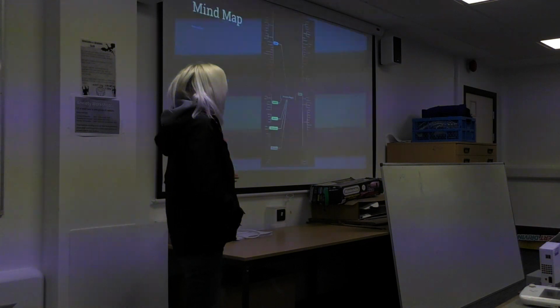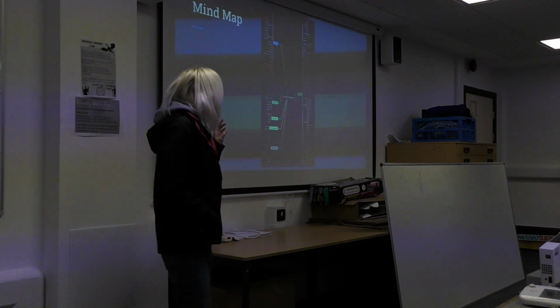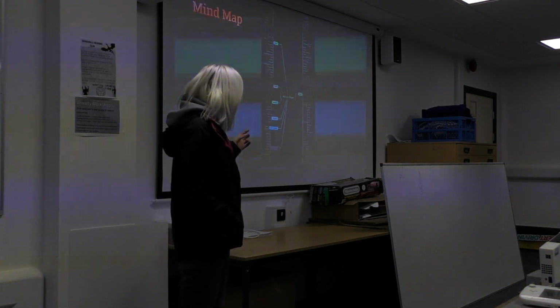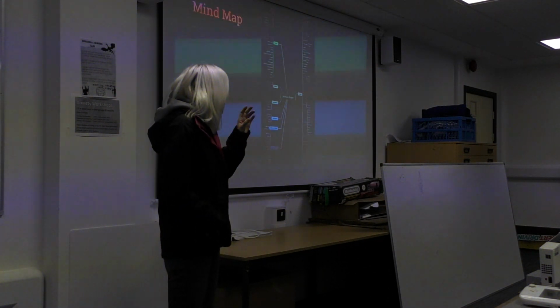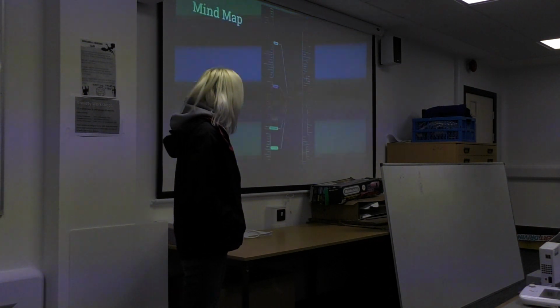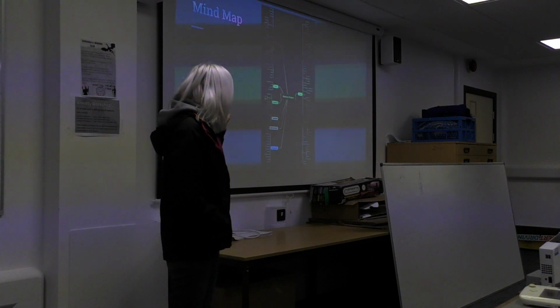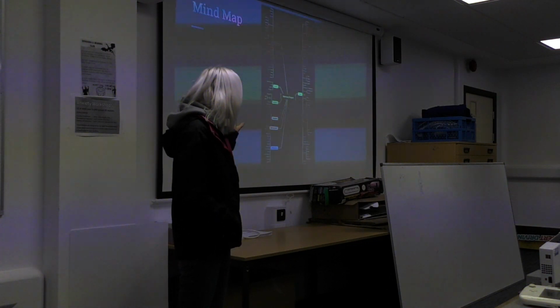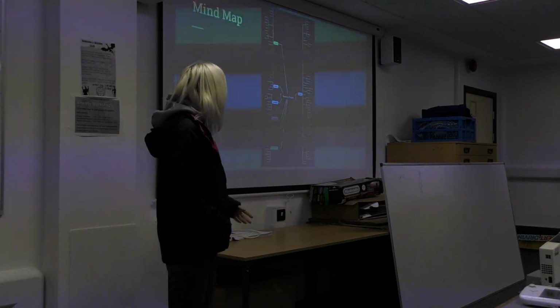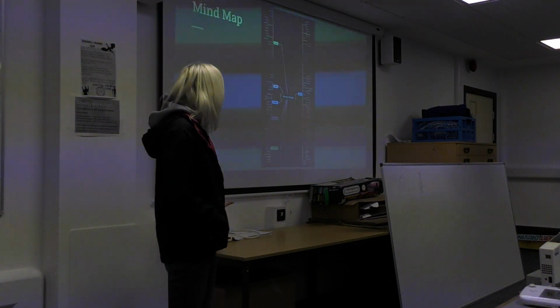So this is the mind map. So basically, the team individually made a mind map and then we've combined it. So obviously it's like sound, assets, culture, locations, mechanics, market and environment, just to get a basic idea of what needs to be included into the project.